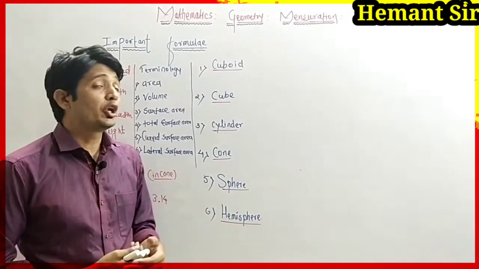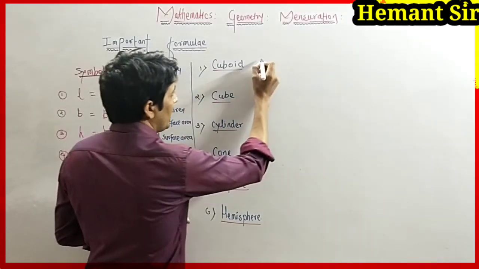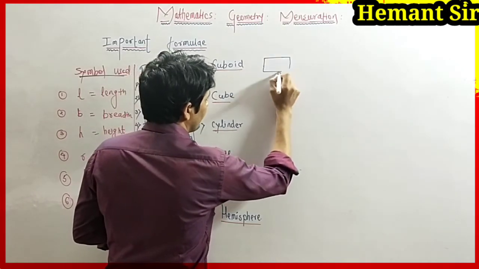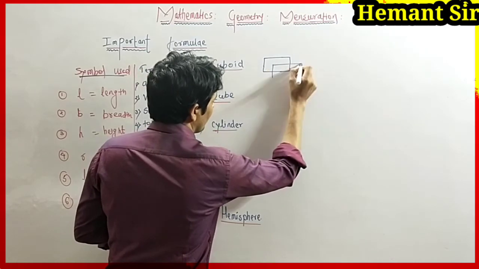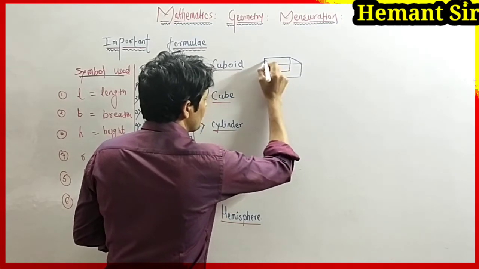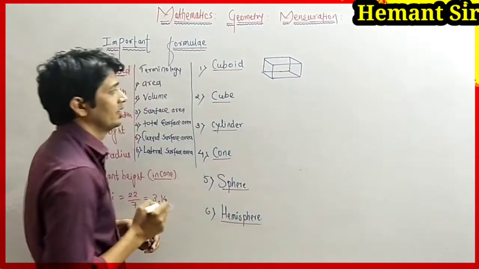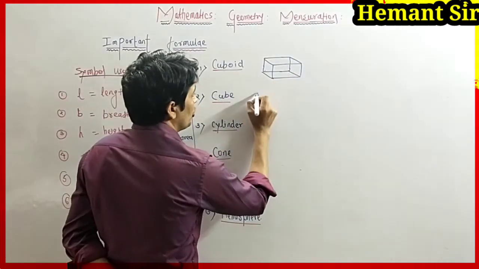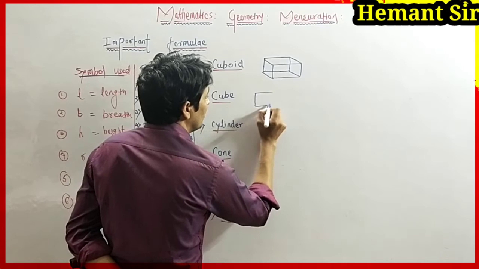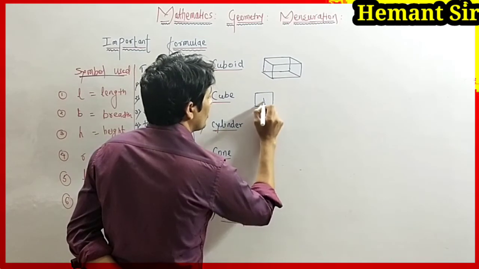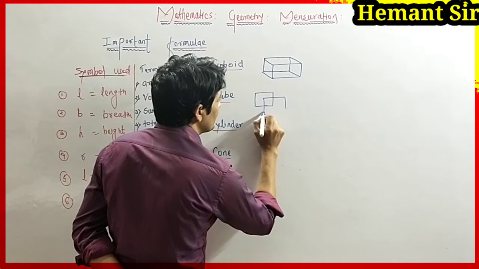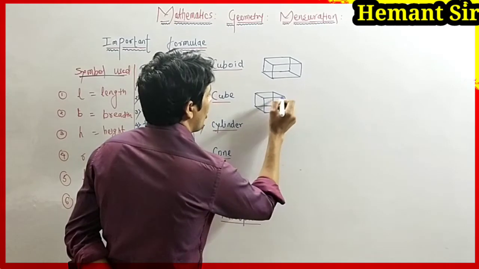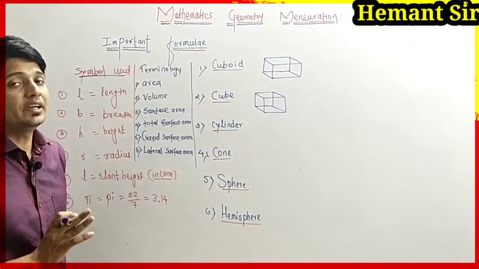So we know cuboid. This type of structure is a cuboid. Then we have cube. A cube is like a cuboid, but when all the sides of a cuboid are the same, it becomes a cube. Here all the sides are equal in length.